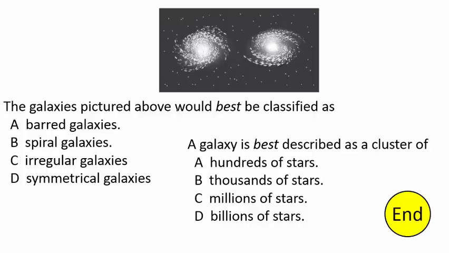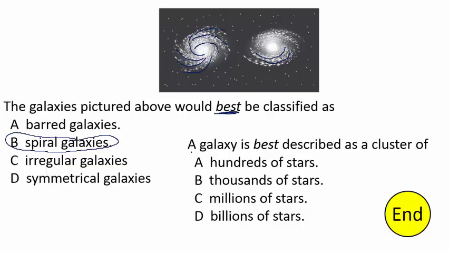The galaxies pictured above would best be classified as... not much I can say here, but there are lots of different kinds of galaxies. These are referred to, see how they kind of spiral like this? Scientists aren't very clever when naming stuff a lot of times. They just name it like it is. So these are what we call spiral galaxies.